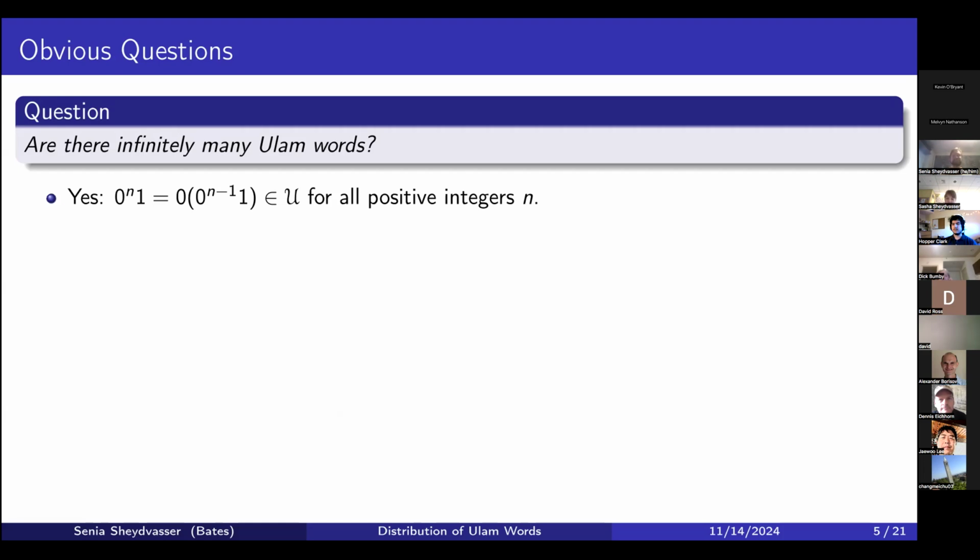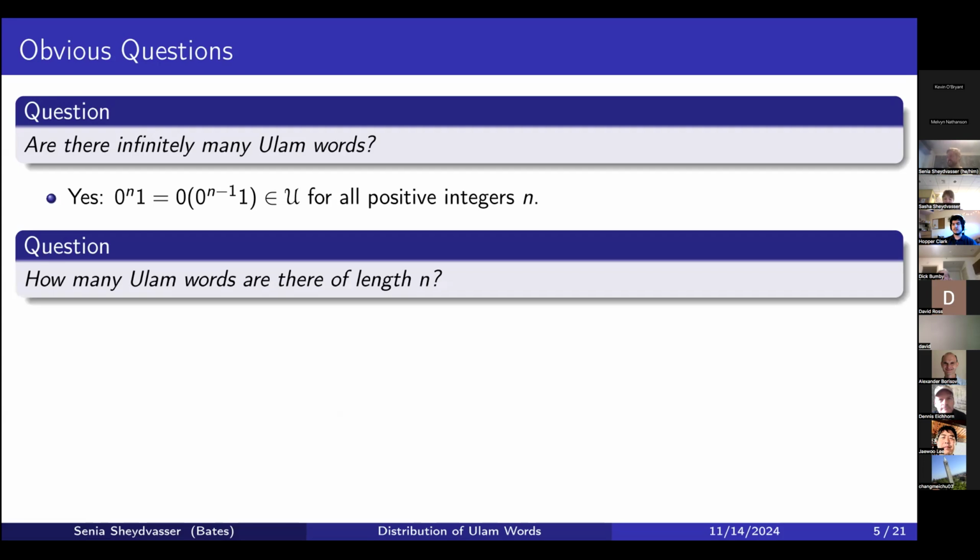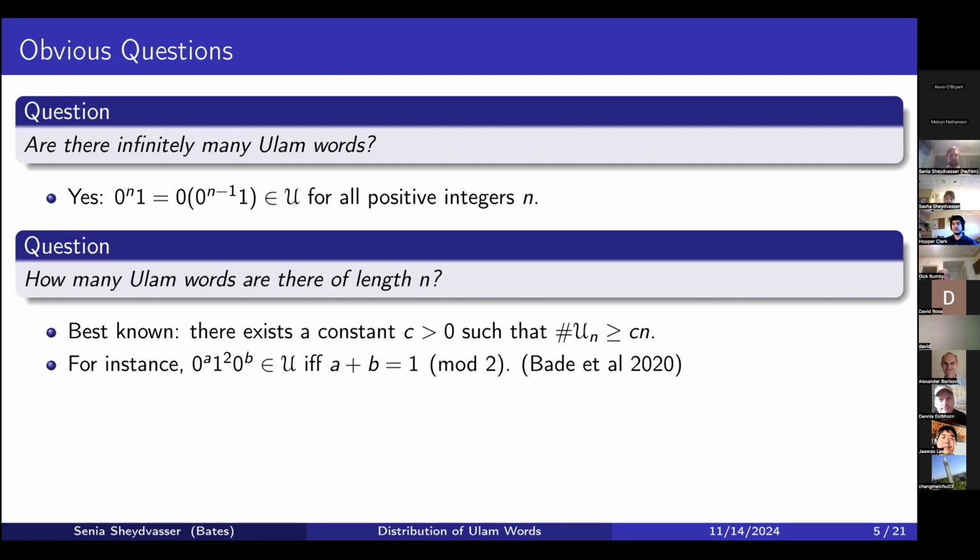But this isn't very interesting, right? Because we're getting only one Ulam word of length n. I mean, we can change this construction a little bit and get 4, I guess, such words. But surely there's more than that. So we should ask, well, how many are of length n?